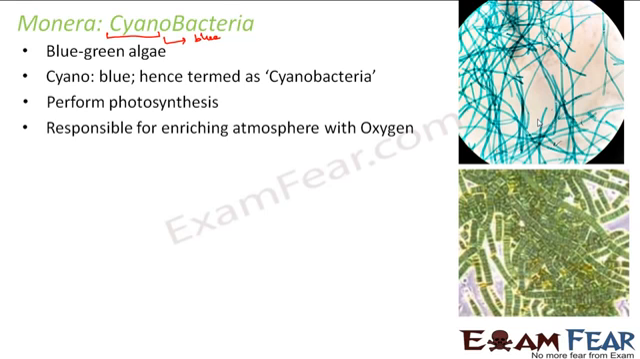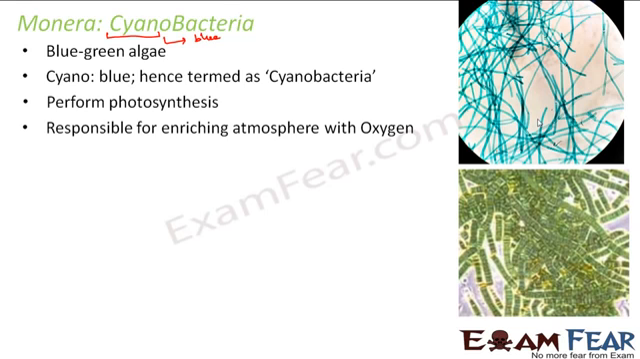Responsible for enriching atmosphere with oxygen. This was one of the very important contributions of these cyanobacteria on this earth. As I said, these cyanobacteria were one of the oldest life forms. In fact, they are actually considered to be the ancestor. Now when Earth was created, do you know why there were no life forms on Earth? That's because there was no oxygen on Earth. And every life form, in order to survive, needs oxygen, right? So these cyanobacteria were actually responsible to bring oxygen into the atmosphere. Today we have almost 21% of oxygen in our atmosphere, and that oxygen came into the atmosphere because of this cyanobacteria.